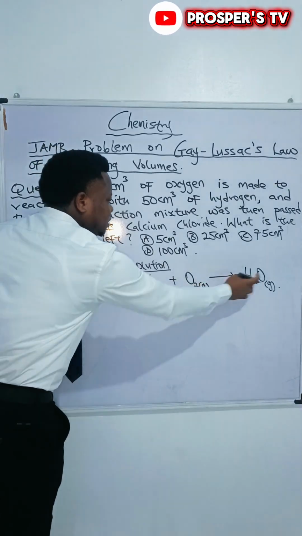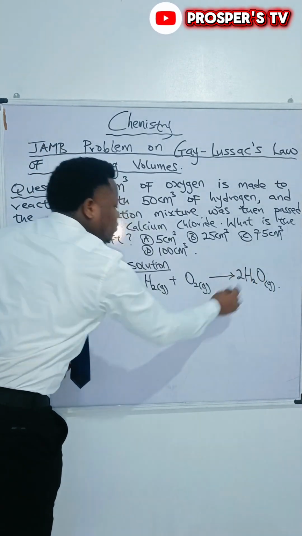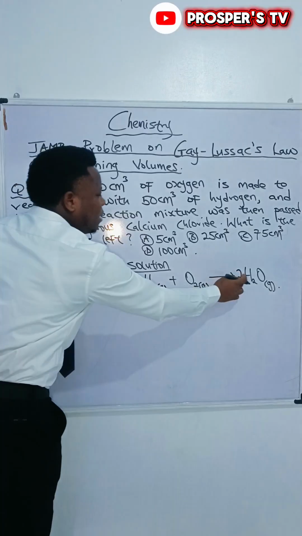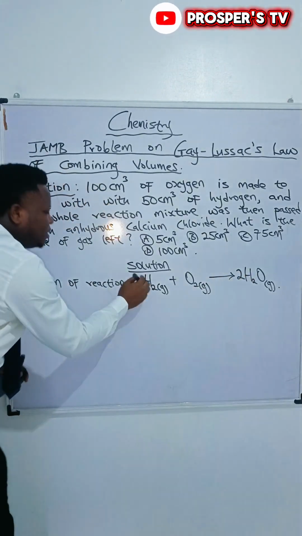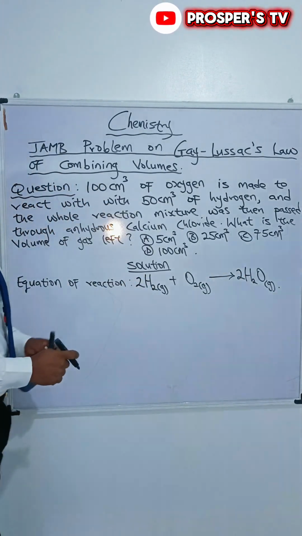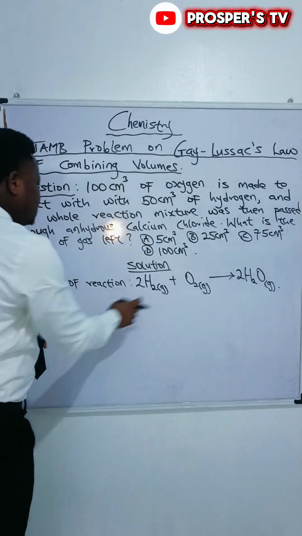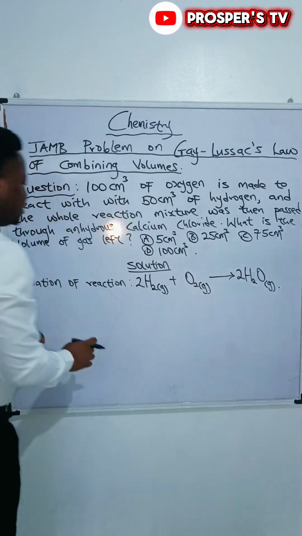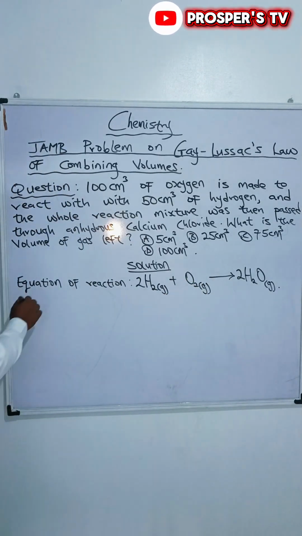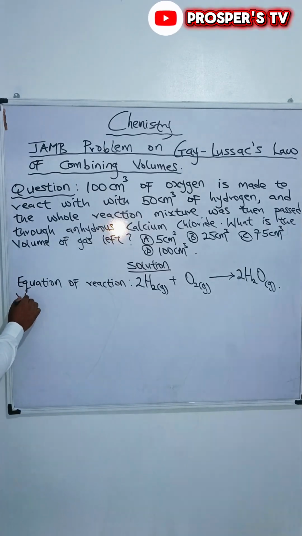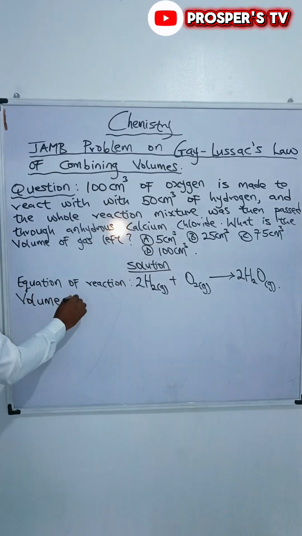So we have two oxygens here. To make this two, we place a 2 here. Now we have 4 hydrogen. To make this 4, I place a 2 here. So after writing your equation, the next thing you're going to write here is volume ratio.